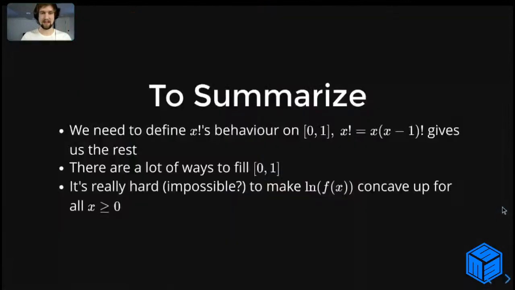So we see, to summarize, we need to define x factorial's behavior on 0, 1, use this rule to give us the rest of x factorial's behavior. But there's also a lot of ways to fill in 0, 1. Which way is the best way? It's really hard to know. But with this third property, we know that it's really hard, even impossible, to make the logarithm of f of x concave up for all x positive.